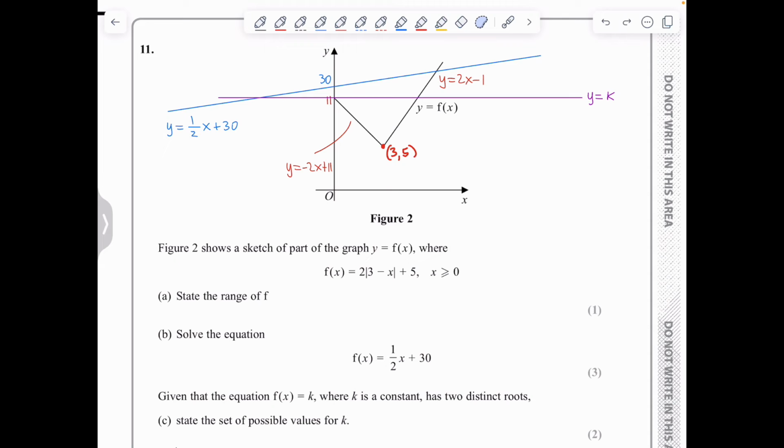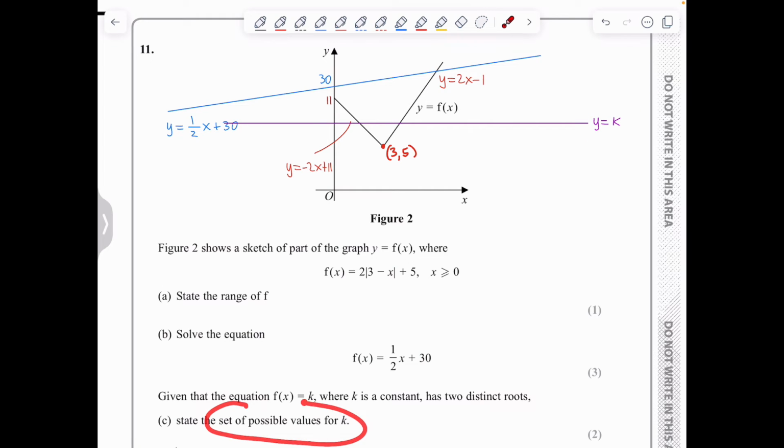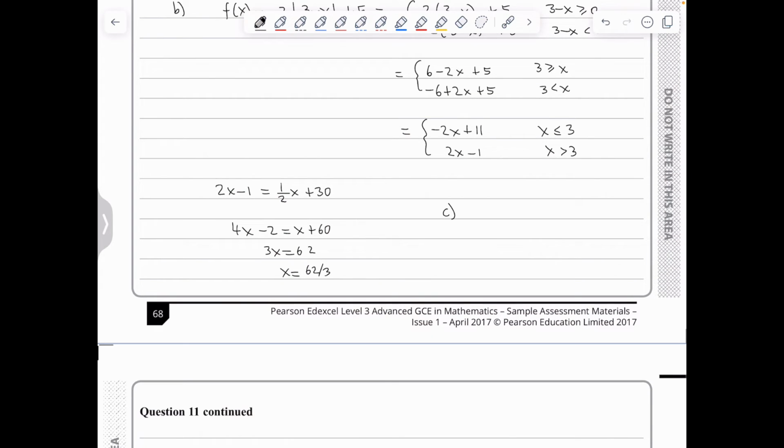So we want to be between the 11 and the 5. 11 is okay to be included in this solution set. However, 5 is not, because it gives you a single point of contact. And we need to give our answer in set notation because we are asked for the set of possible values for k. And therefore, for part C, we have that 5 is less than k, less than or equal to 11. I will put it in set notation. So it's all values of k such that k belongs to the reals, and it's between 5 and less than or equal to 11. We need to put it in set notation to claim both marks of part C.